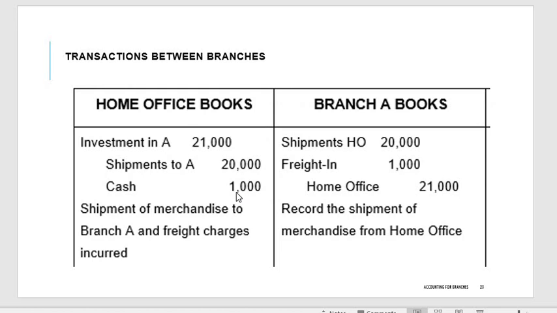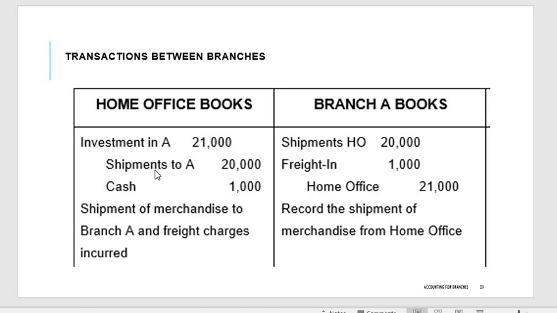Okay, so at the moment na mag-ship ng merchandise si home office kay branch A, the entry would be debit siya ng investment in A, that's 21,000, credit ng shipments to A, 20,000, credit siya ng cash, 1,000.